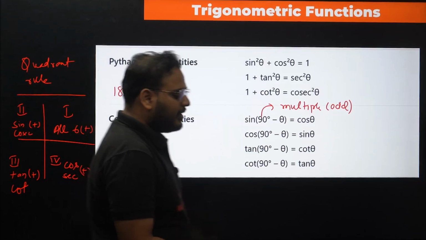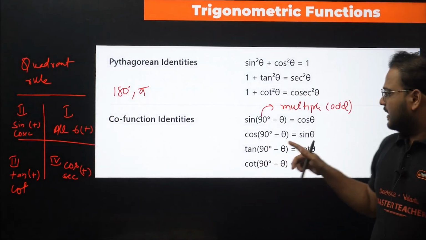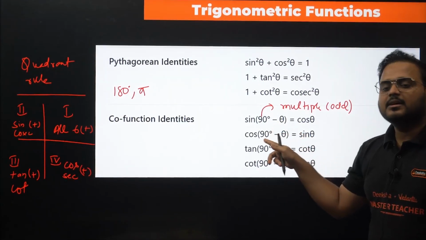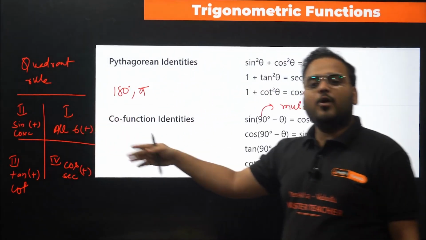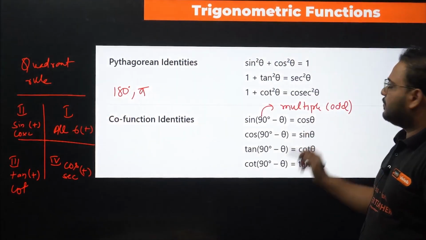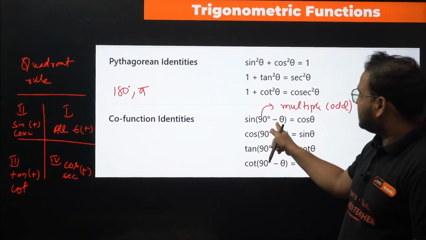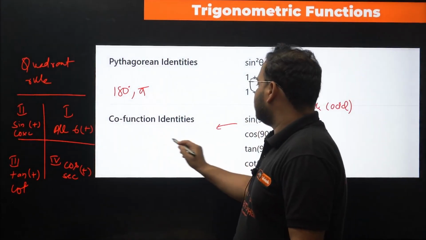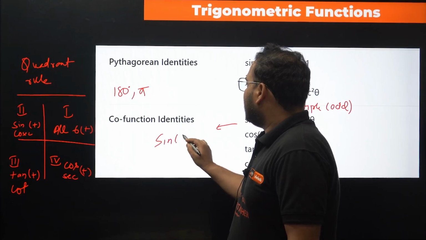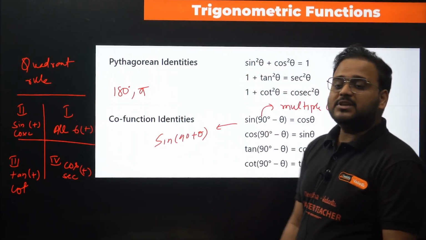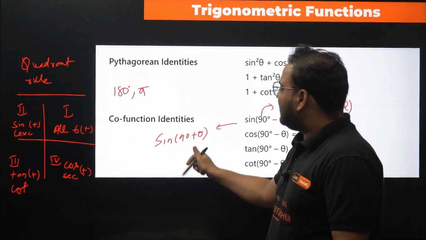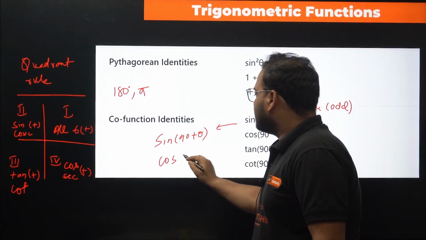Means the angle where it is lying, think about it, 90 minus theta, which quadrant is this? First quadrant. 90 minus theta is first quadrant, right? So that's why all is positive, so that's why you have plus cos theta. If I make this change, sine of 90 plus theta, check here, sine at 90 will become cos, so cos theta.